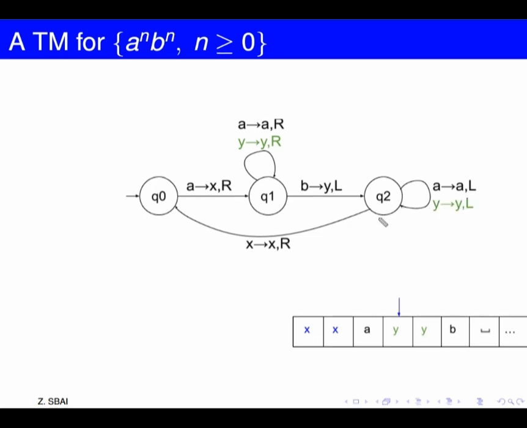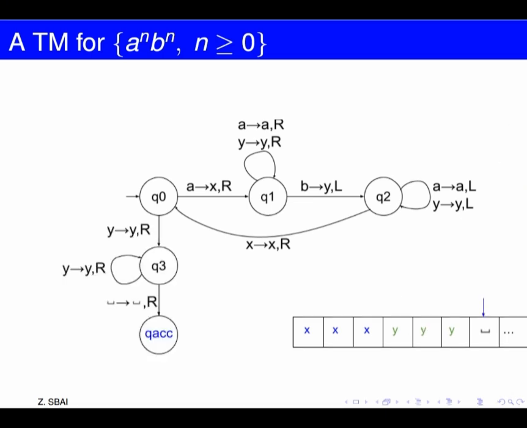So we'll do the same here. Keep moving left until finding X, then move right to change the next A, and following the same path here to change one A with an X, one B with a Y, one A with an X, another B with a Y, until finding all the symbols changed. All the A's will be changed by X and all the B's will be changed by Y.